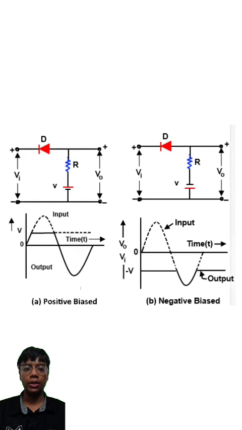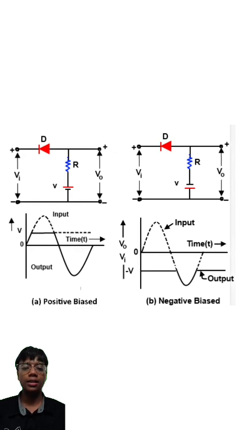Clipper circuits are used in many real-world applications. In communication systems, they prevent signals from exceeding maximum voltage and causing distortion. In power electronics, they protect devices from voltage spikes. In audio systems, they shape the waveform and eliminate unwanted noise.